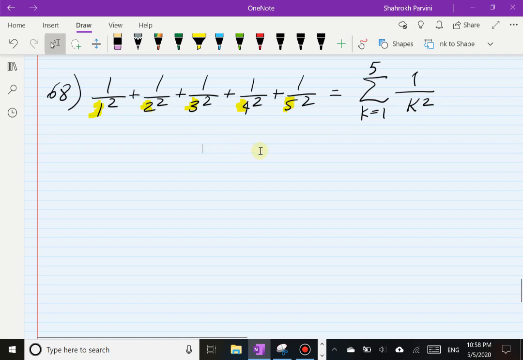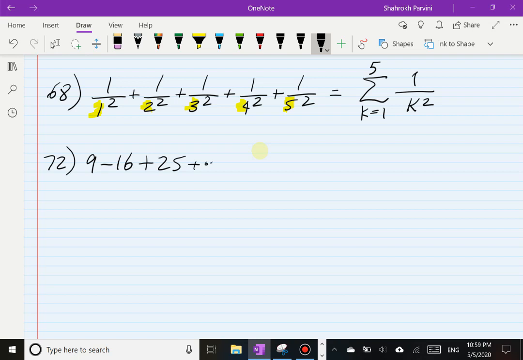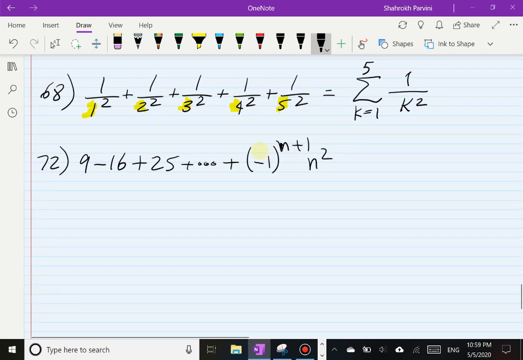Now let's take a look at, for instance, something like number 72. In number 72, we have 9 minus 16 plus 25 plus dot, dot, dot. And actually for this one, they did us a great huge favor. They gave us the expression. There you go. This is the nth term. When they give us the nth term, it's pretty easy. Because here's why. We're supposed to see a pattern in here. Well, this is the pattern that you're supposed to see.